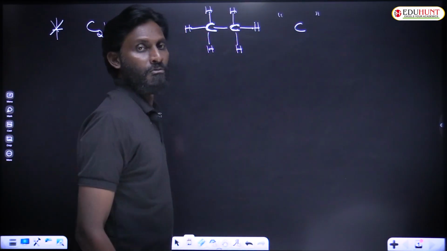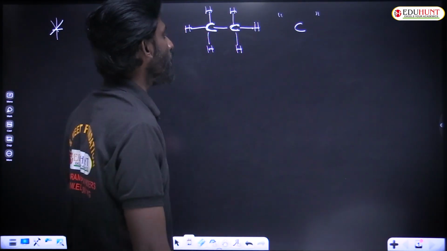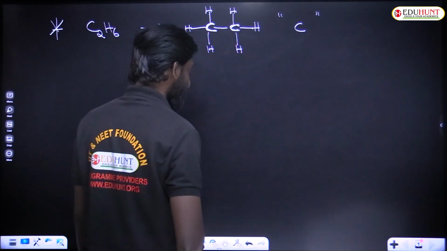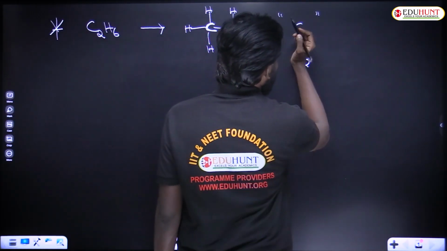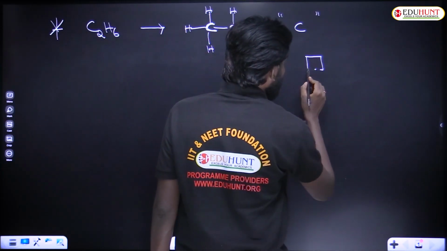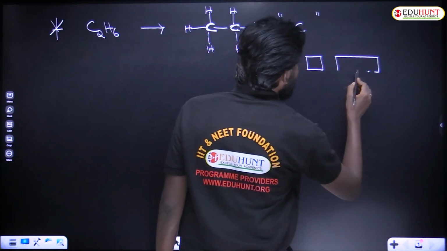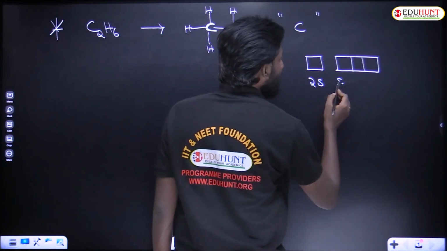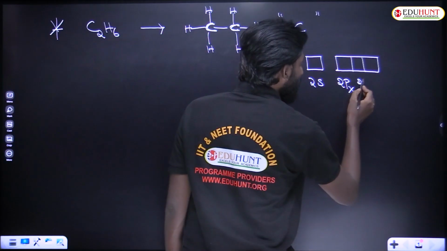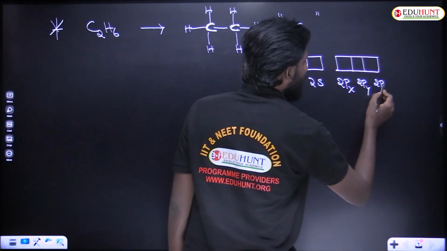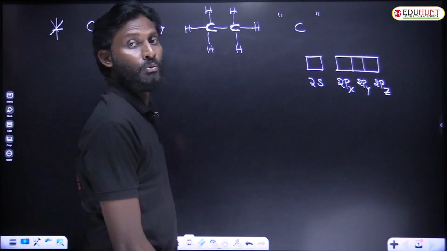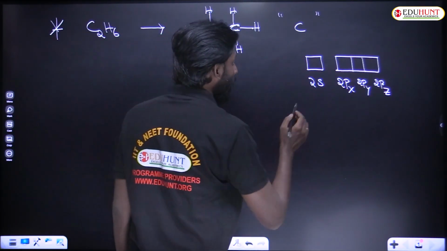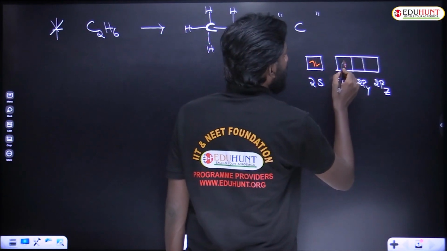Carbon. What is the electronic configuration of carbon? The outer electronic configuration of carbon. The valency shell electronic configuration of carbon can be, I will write in box format, 2s2 2p2, right? This is the 2s orbital and this is 2px, 2py and 2pz. 2s2 2p2 means you need to take two electrons in 2s and two electrons in 2p.